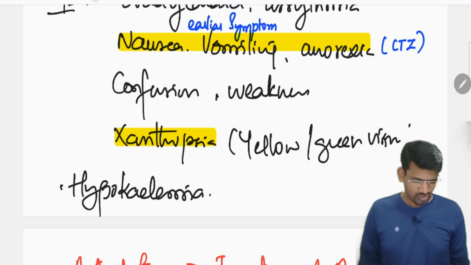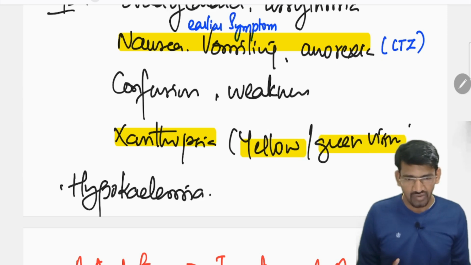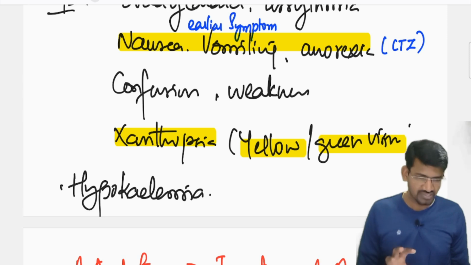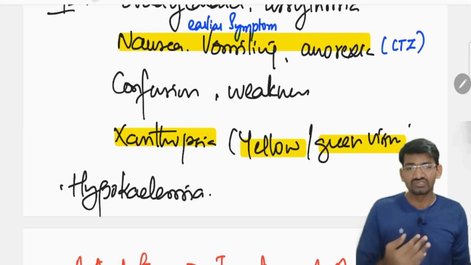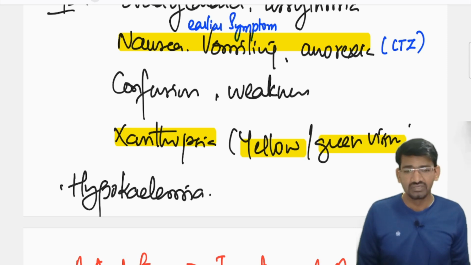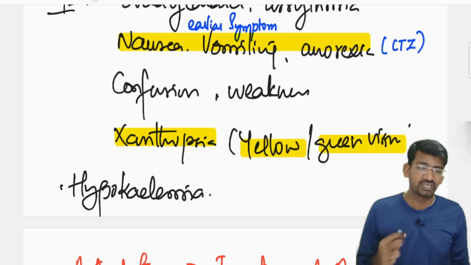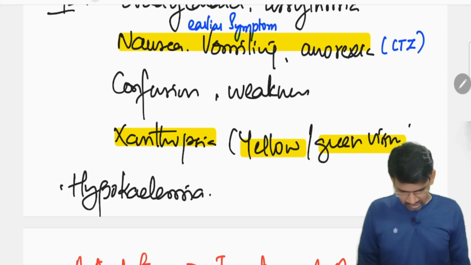xanthopsia, where the patient will have a yellow or green vision. That means a vision abnormality can be seen in this patient, and it will cause hypokalemia. As explained in the mechanism of action, this drug causes potassium to go out of the cell, leading to hypokalemia. The hypokalemia condition increases the toxicity of the drug. This is very important, you must remember this.